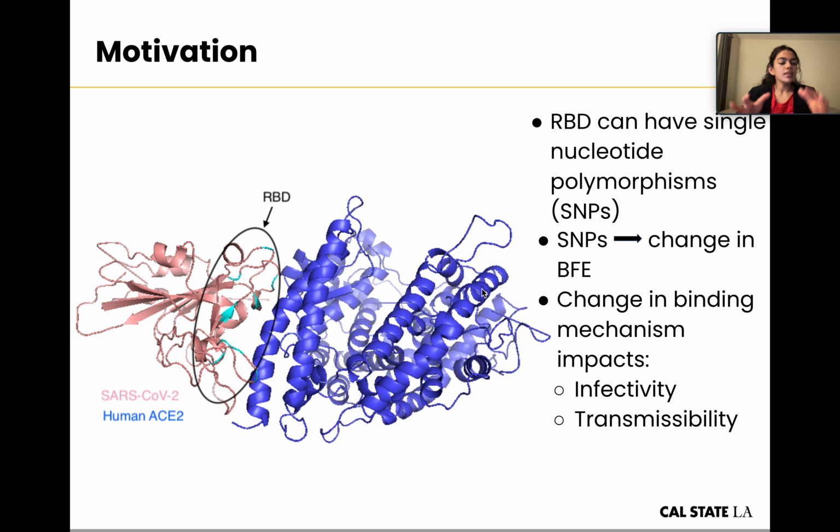Within the actual RBD of the virus, there are thousands of possible mutations. These mutations are also known as single nucleotide polymorphisms, or SNPs, and they can cause changes in the binding mechanism of the virus to the receptor because they can alter the value of the binding free energy. When this value is changed, it can impact the viral biology that different variants present with.